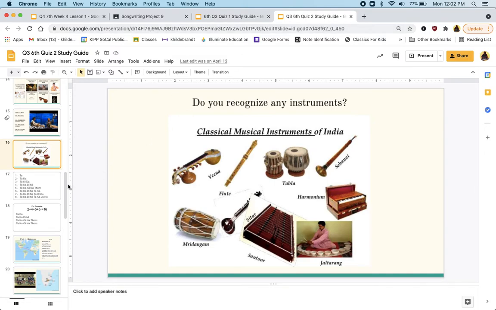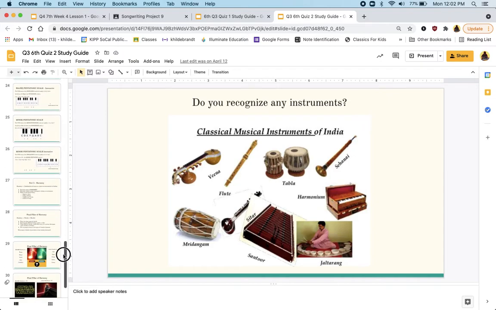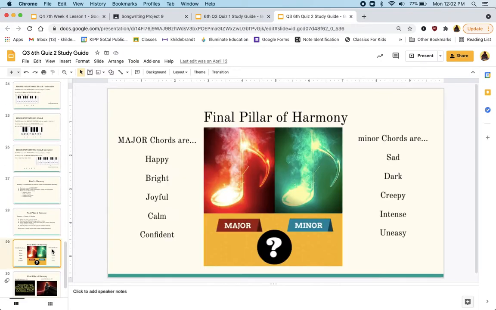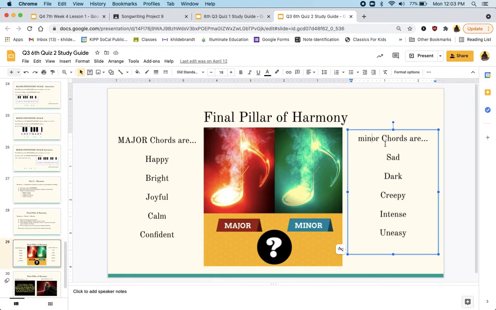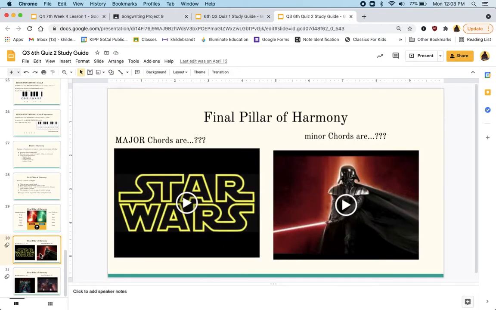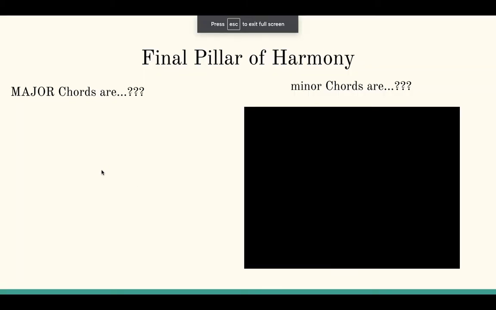The final pillar of music we talked about was harmony. All right, we have major chords and minor chords in harmony, and we can decide if we want our song to be bright, happy, joyful, calm, and confident and utilize the major sounds, or do we want it to be minor, sad, dark, creepy, intense, uneasy, utilizing minor harmony. For example, Star Wars would utilize major chords for the main guys, the good guys, the rebels.